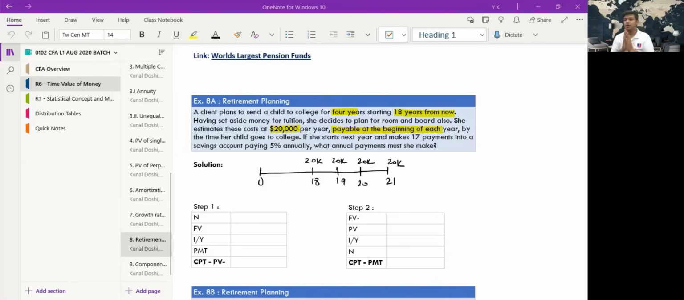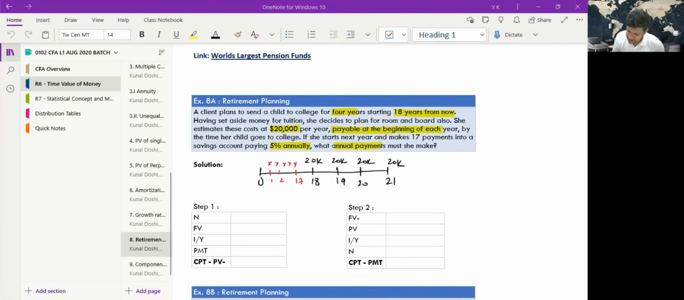Yes. Correct. Now, further they have said, if she starts next year and makes 17 payments into her savings account at 5% annually. So to be able to pay for her child's education, she's going to start investing not today, but from next year. So from next year, that is 1, 2, 3, and till 17th year, she's going to pay some money. I don't know what. For me, that money is X, some annuity amount she's going to pay. So if she starts next year and makes 17 payments into the savings account at the rate of 5%, what annual payments must she make?